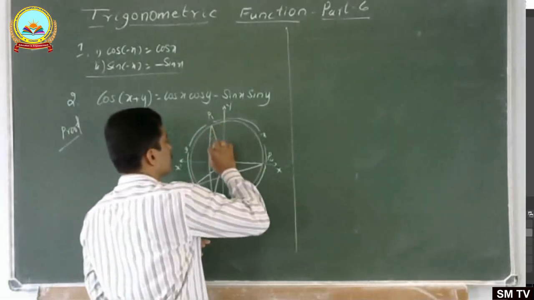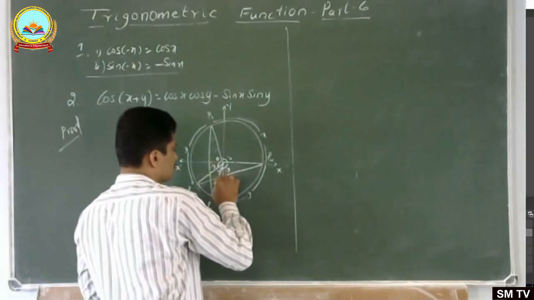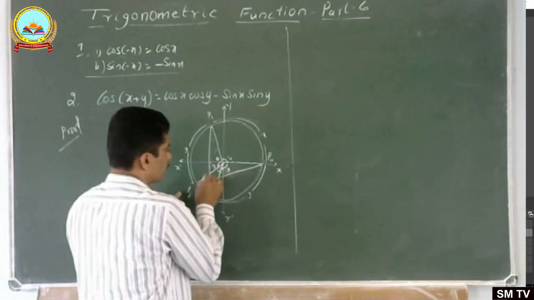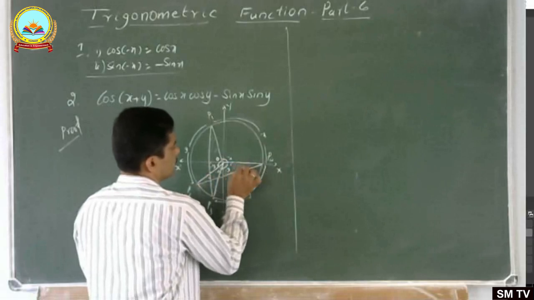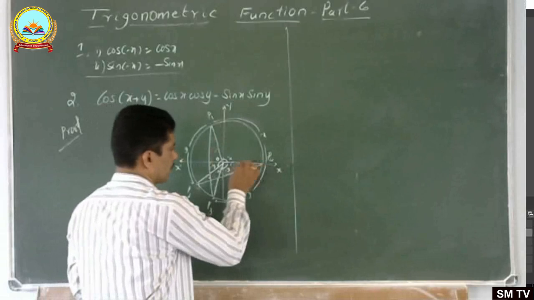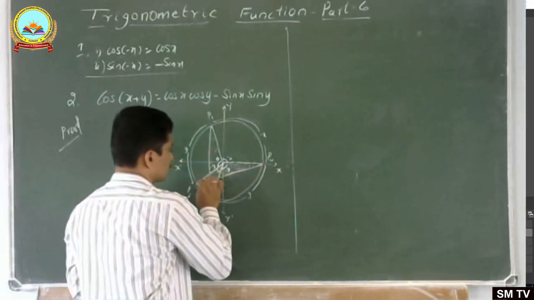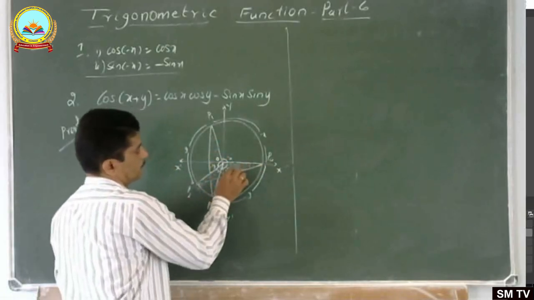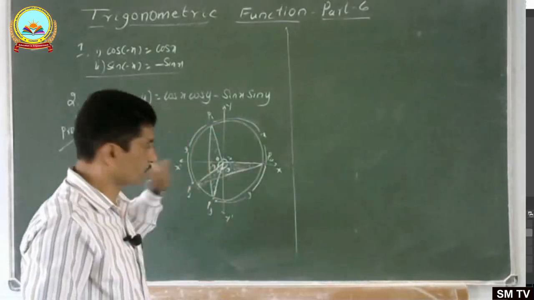This one is the first triangle, OP1P3 is the first triangle, and the second one is OP2P4. This one is the second triangle. You get the two triangles. Clear? Like this one, I am shading. This one is the one triangle, and this one is the second. Here you get the two triangles. This one is the construction.